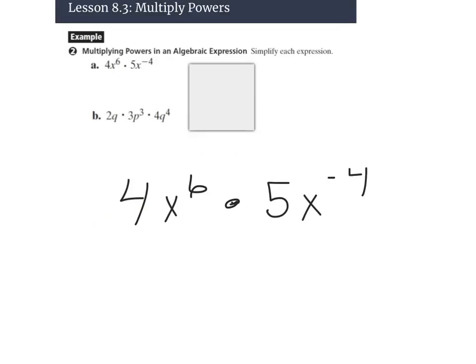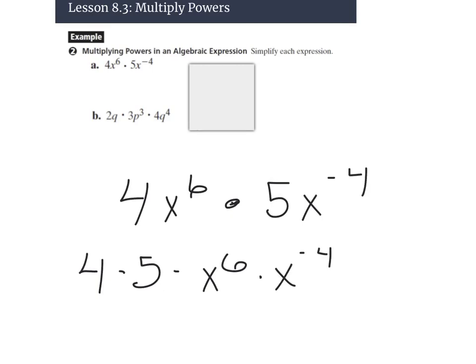So here in example A, we have 4x to the 6th times 5x to the negative 4th. What I'm going to do first is rearrange this, because remember, we can multiply in any order as long as we are multiplying everything that's given here. So we've got 4 times 5 times x to the 6th times x to the negative 4th power.